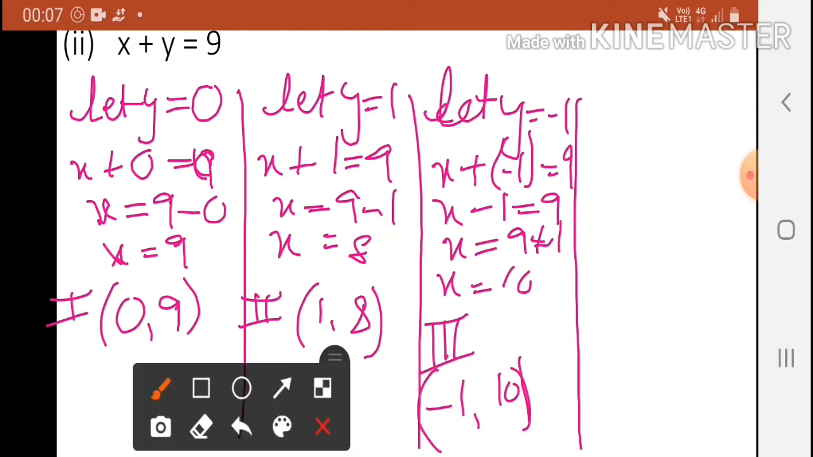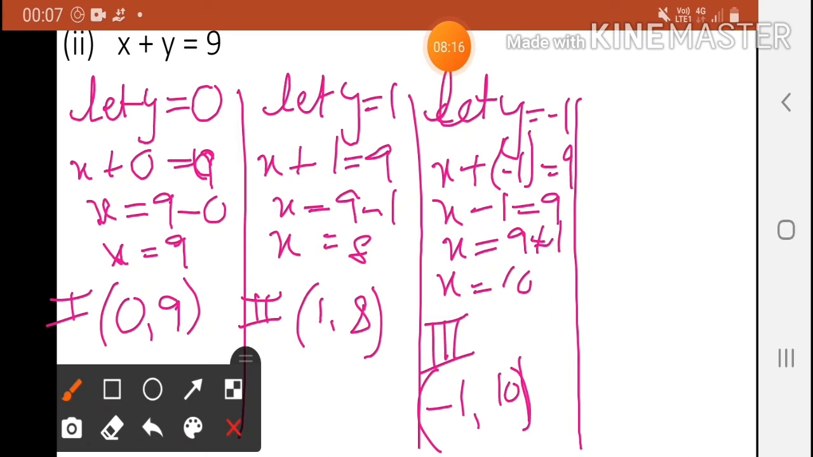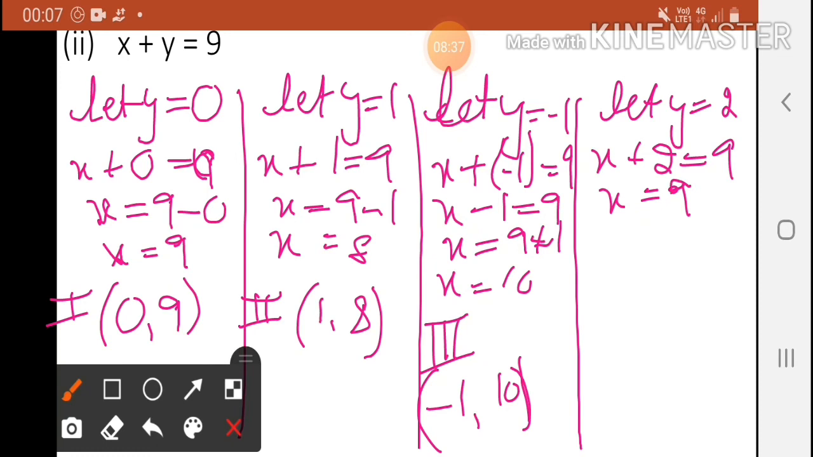Moving to the fourth solution. Let y equals 2, x plus 2 equals 9, x equals 9 minus 2, x equals 7. So your fourth solution will be (7, 2). So this part is also completed.